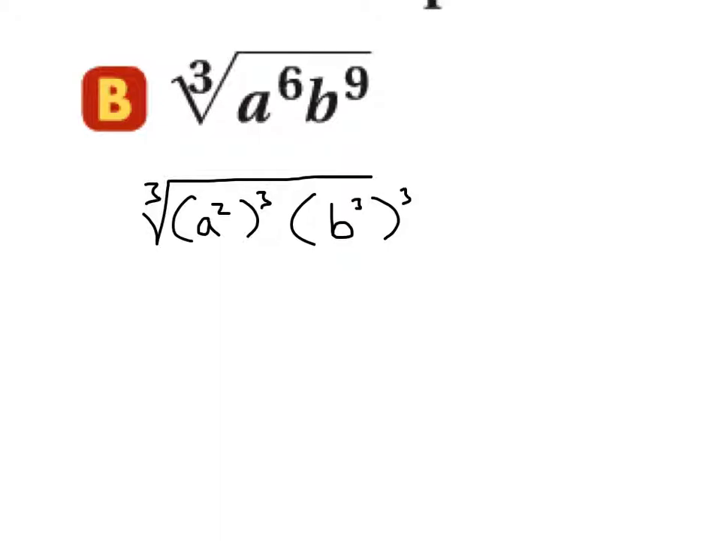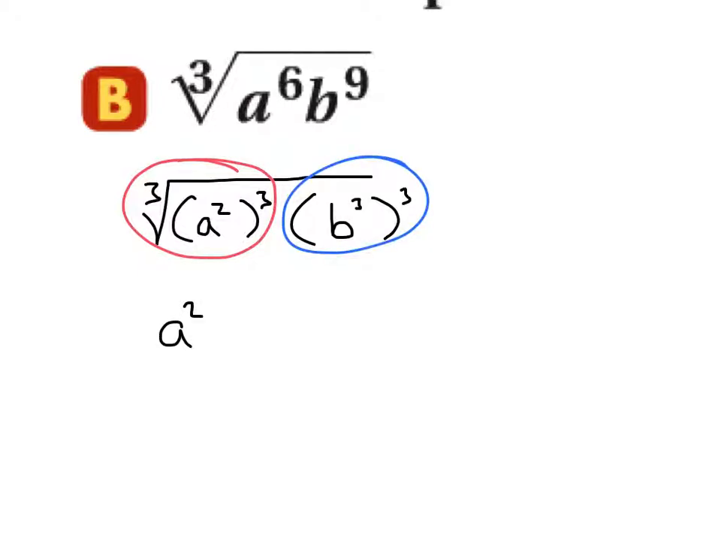So, evaluate this first one. What is the cubic root of a squared cubed? A squared. What is the cubic root of b cubed cubed? B cubed.